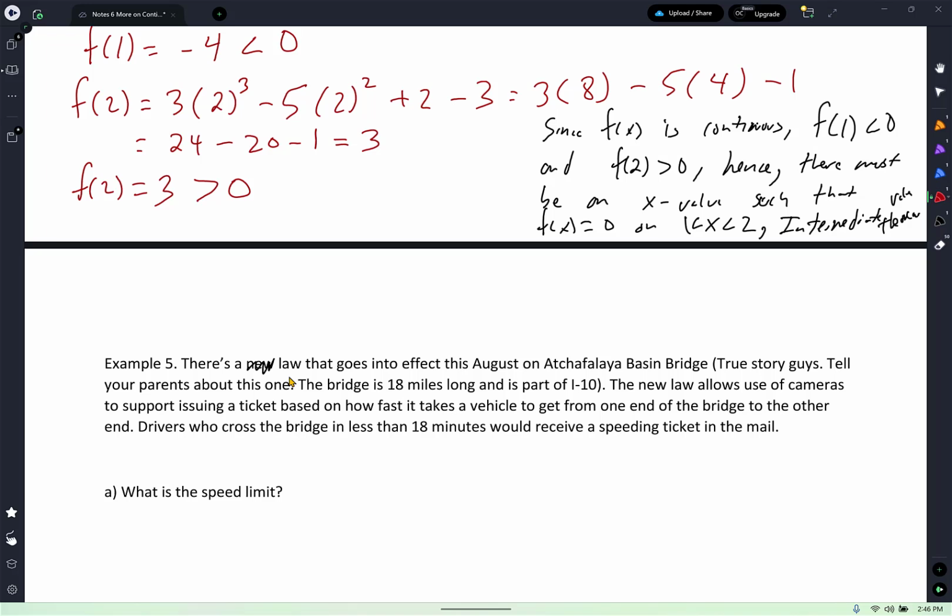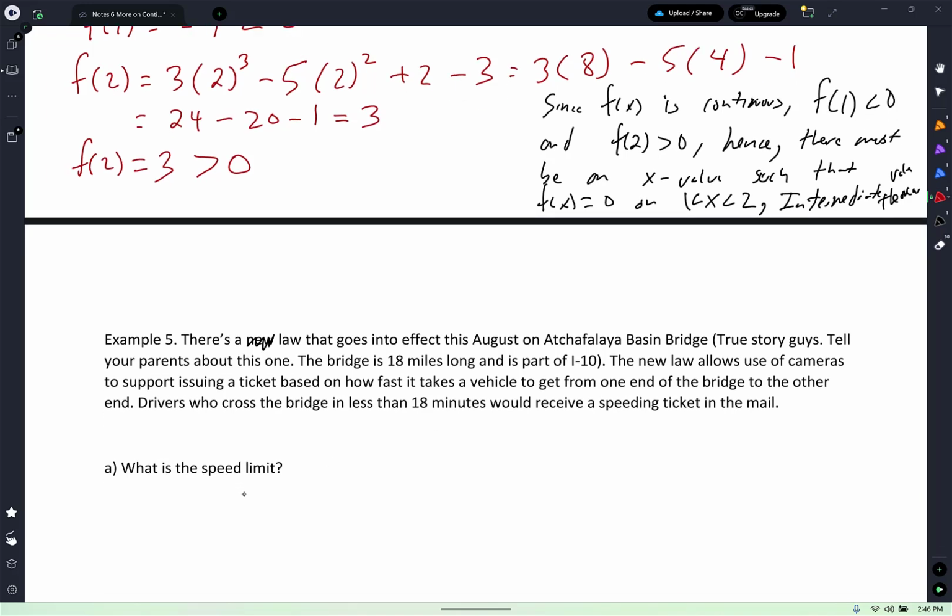Look, tell me what the speed limit is here, letter A. They tell me the bridge is 18 miles long. If I pass this bridge in faster than 18 minutes, I get a speeding ticket. What's my speed limit? 60. How'd you get 60 miles per hour? Because the bridge takes 18 minutes, 60 miles per hour.